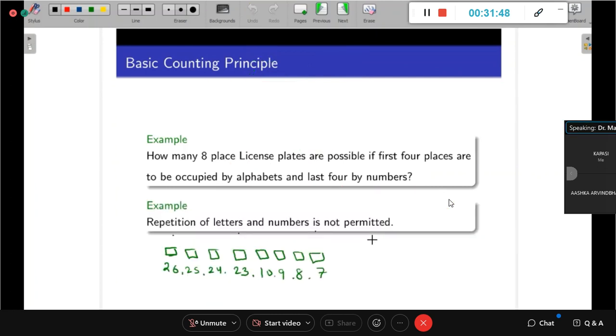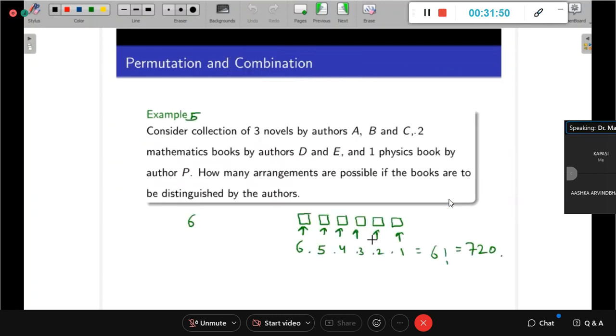Okay, right. Now let's move to this problem. Consider a collection of 3 novels by authors A, B and C. So there are 3 authors.